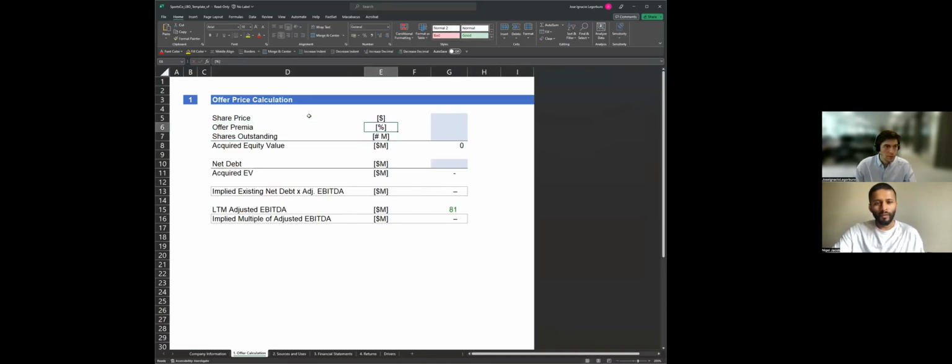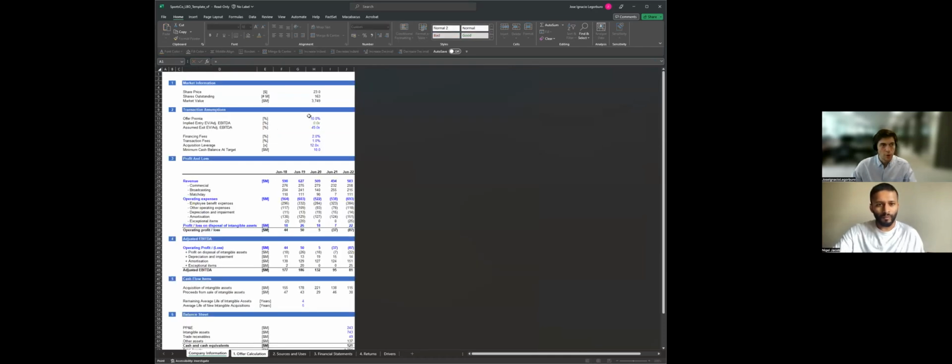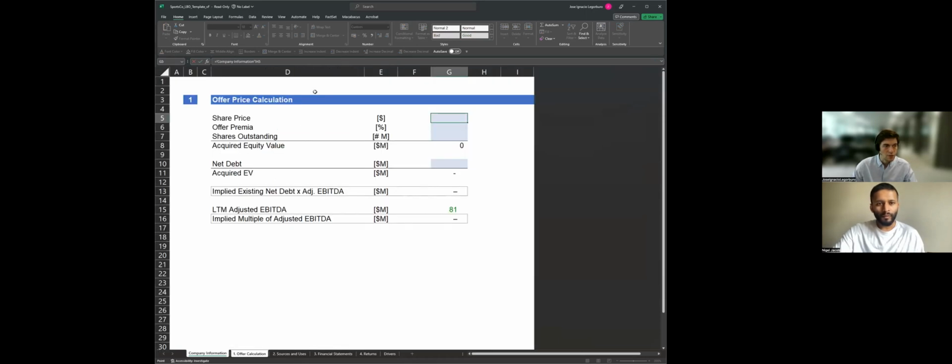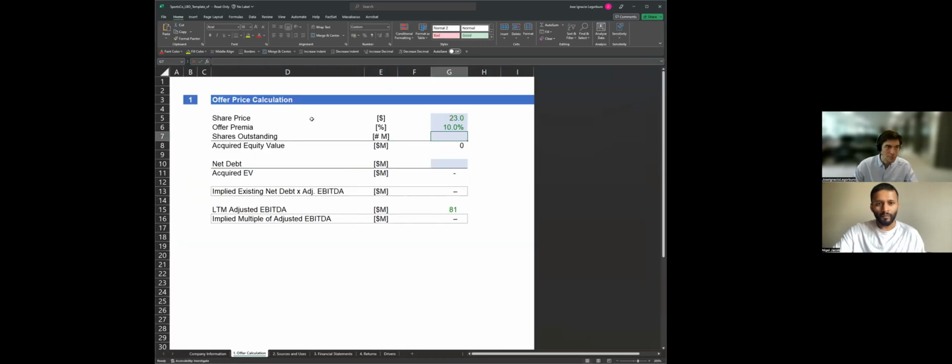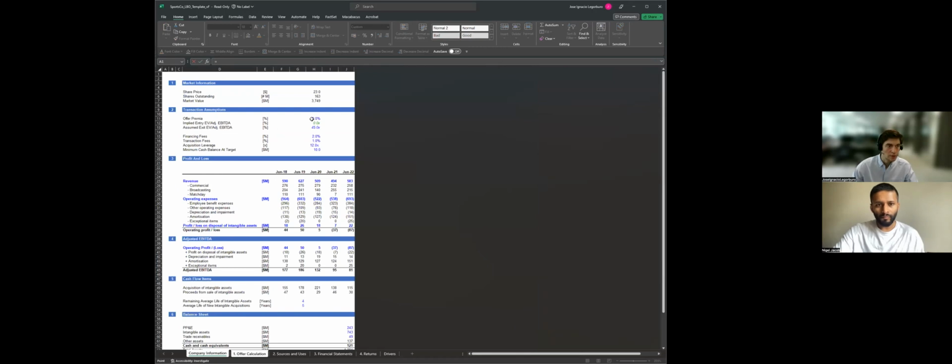Okay, so what we're going to do is link it, and what we've prepared is a template. I'm linking this to the current share price, and I would encourage everyone to try to do this at home and go through the different steps. This is my share price, this is my offer premium, and the number of shares that I need to acquire.